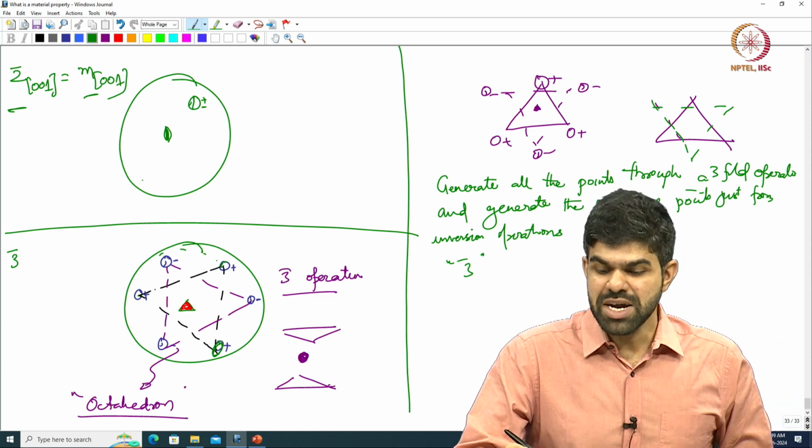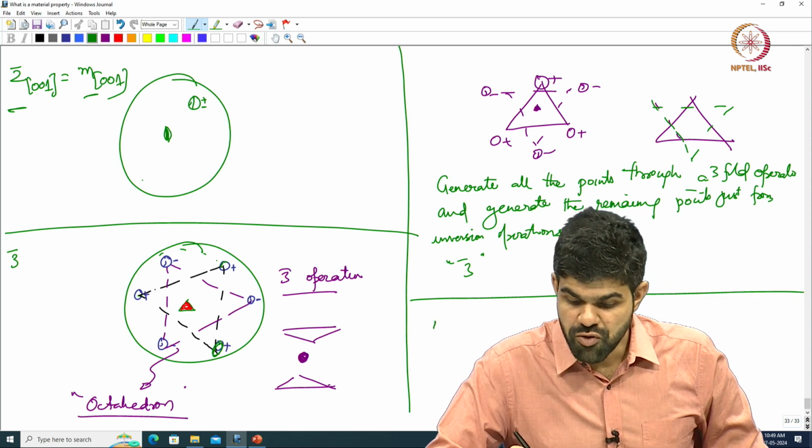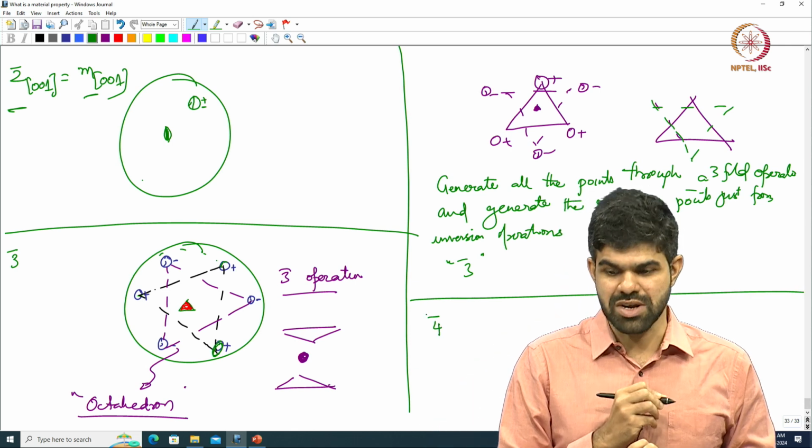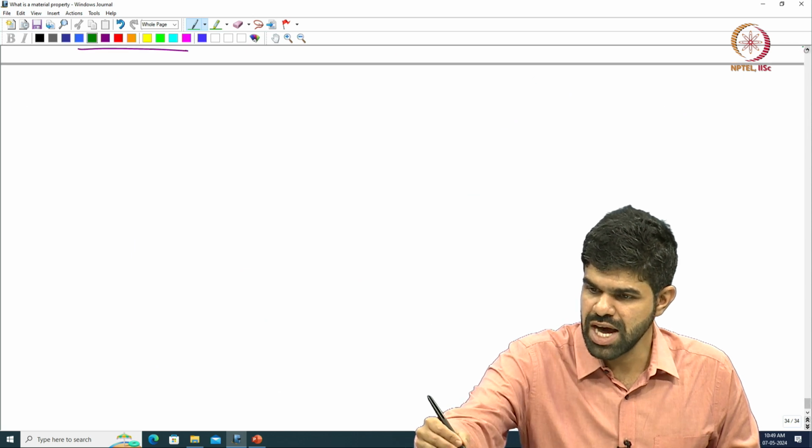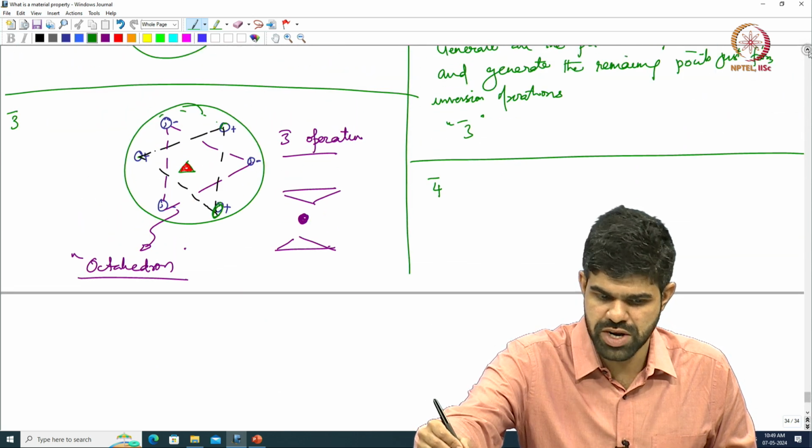Okay. But next I am going to talk about what is called 4 bar, where such a thing does not work. So, what is 4 bar? By our definition, if you do not forget our definition.